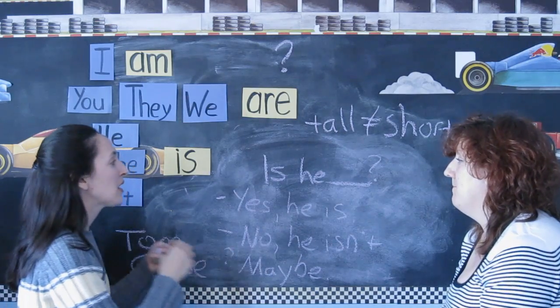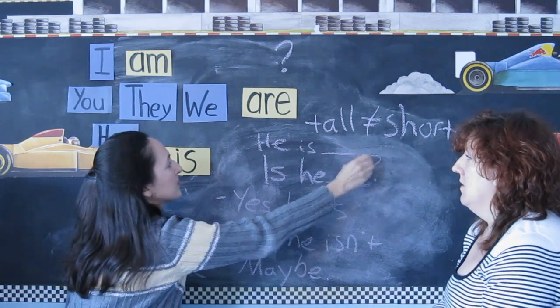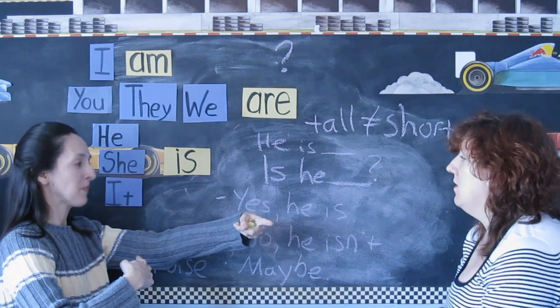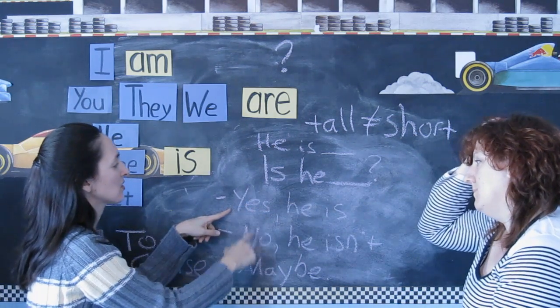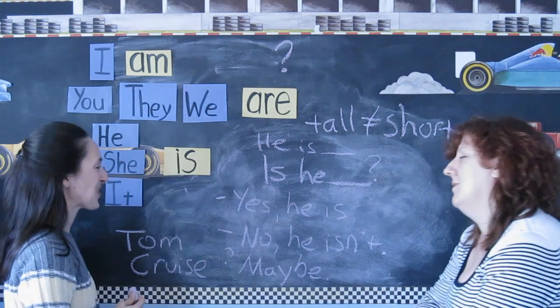So remember, if we make a sentence, we'll say he is. But when we make the question, is he? And then our answer is yes, he is, or no, he isn't. Do you understand? Yes. Great.